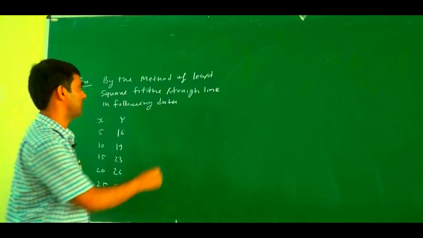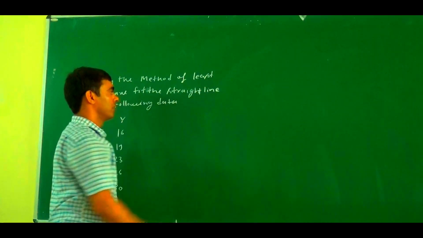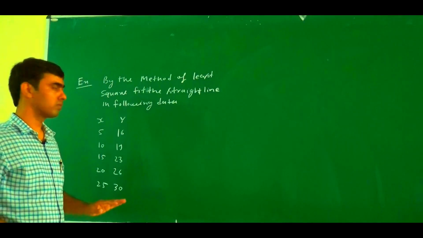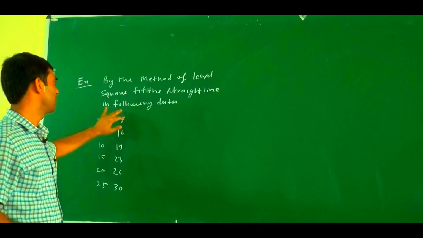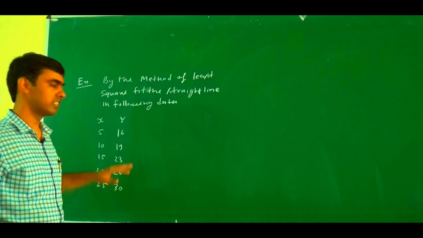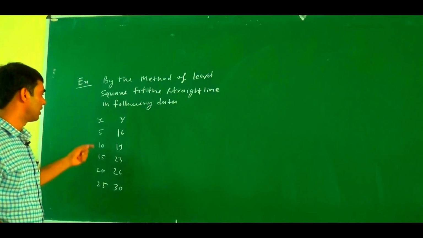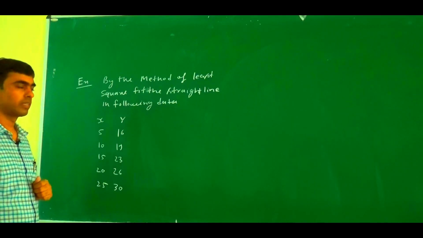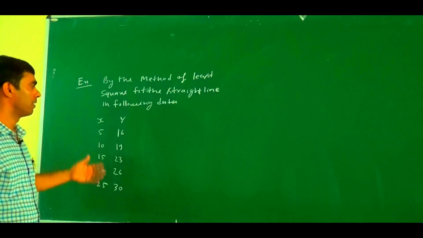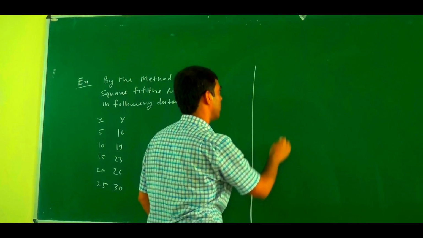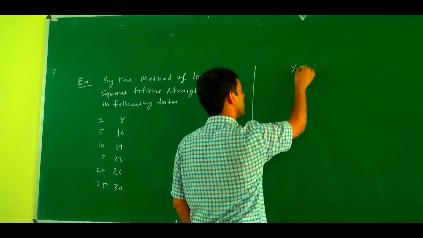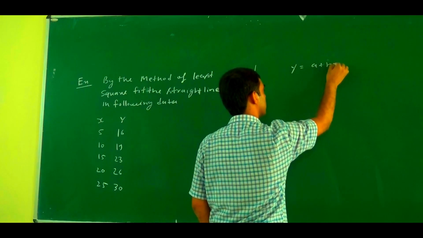So, straight line. What is our problem? The problem is, by the method of least squares, fit a straight line to the following data. X and y are given. So here, how do we solve? Here we assume that y equals a plus bx.